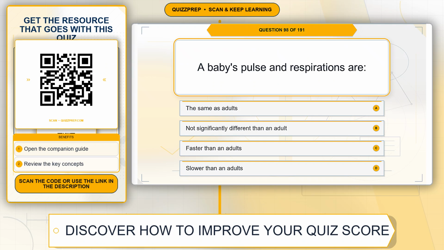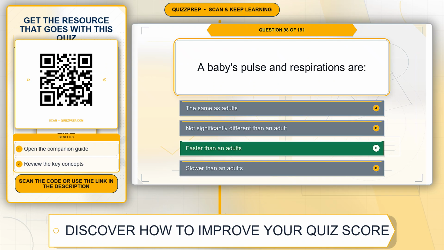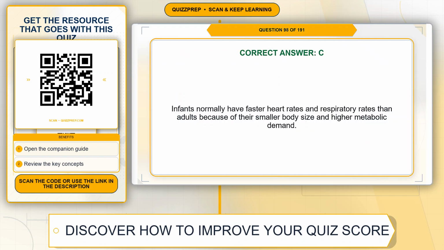Question 98. A baby's pulse and respirations are option A, the same as adults, option B, not significantly different than an adult, option C, faster than an adult's, option D, slower than an adult's. The correct answer is option C, faster than an adult's. Explanation. Infants normally have faster heart rates and respiratory rates than adults because of their smaller body size and higher metabolic demand.